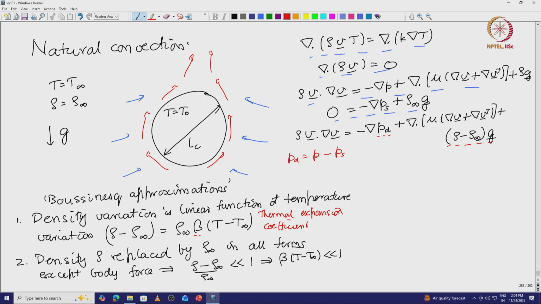So, the equations are like the equations for an incompressible fluid, except that there is a body force due to density variations. And similarly, we neglect viscosity variations. We assume that the viscosity is the ambient viscosity, and we neglect variations in the thermal conductivity. We assume that the thermal conductivity is the same as the ambient thermal conductivity.